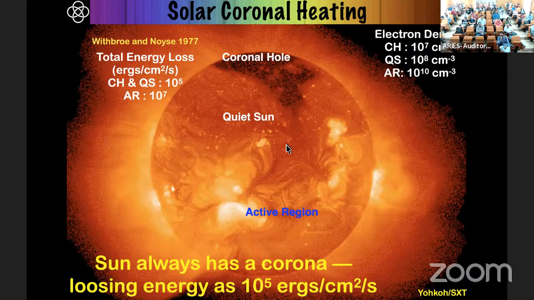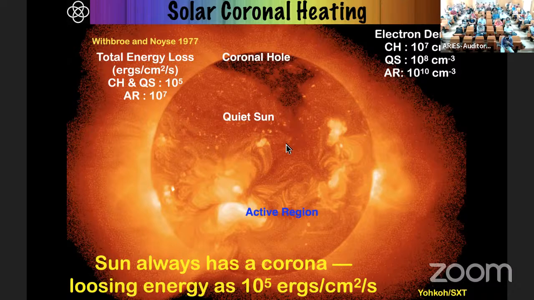The second thing is electron density. If you measure electron density, in an active region you have over 10^10, in a coronal hole 10^7, and in the quiet sun 10^8. The question is, in the quiet sun region, or solar minimum, the density is 10^8. What happens when you start putting in more magnetic field, and you start getting much more density? Where does the mass come from? The mass has to come from somewhere down where there is mass. The reservoir has to be there.